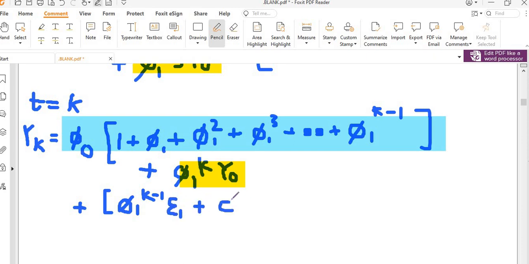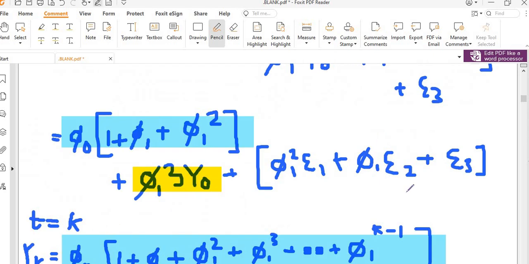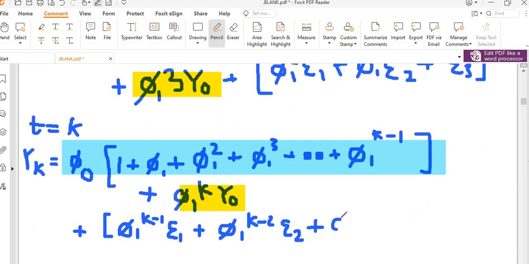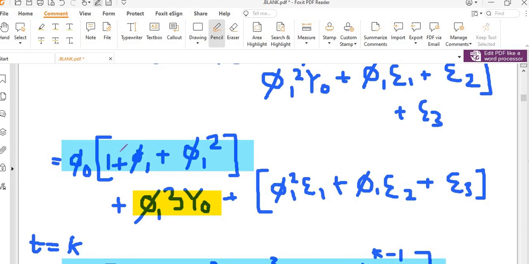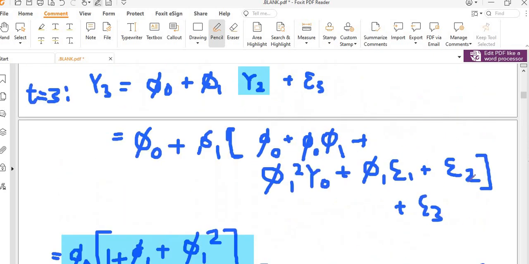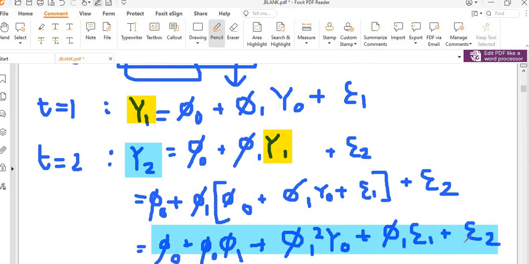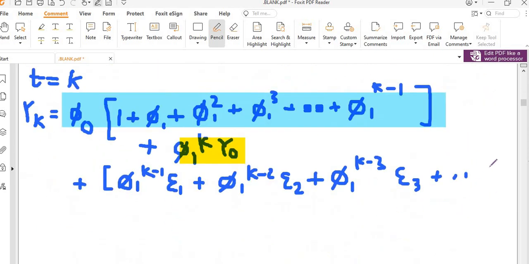Then you have one exponent fall, so you have k minus 2 and then epsilon 2 becomes, so that is this part. Then it goes to phi 1, then again the exponent falls, and you have epsilon 3, and it goes on like this, right? The last term, see, if this is t equal to 3, the last term is epsilon 3. If this term is t equal to 2, the last term is epsilon 2, which means the last term here will be epsilon k, right? This is one way of expressing the third term.